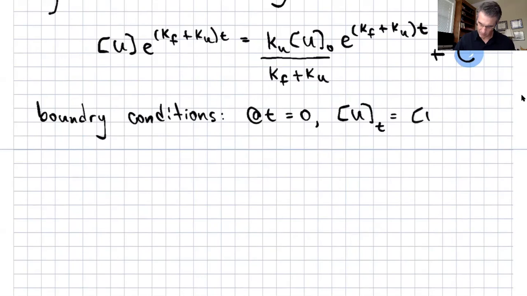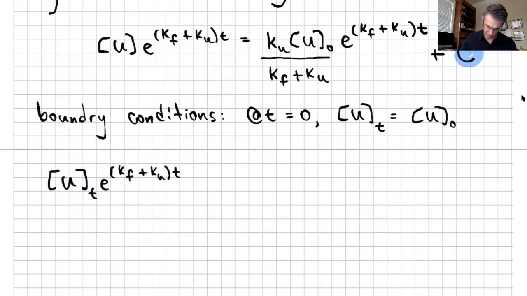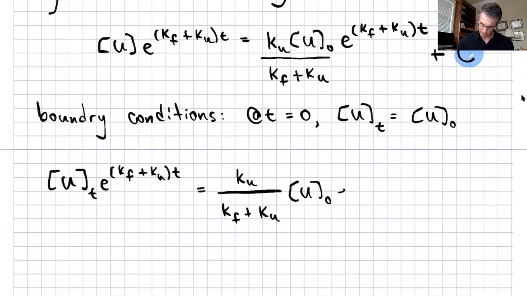That's just going to equal the concentration of unfolded state we started with, right? That's easy. All right, so let's apply that. So now we go over here: we've got u as a function of time, e to the (kf plus ku)t equals ku divided by kf plus ku, u at time 0, e to the (kf plus ku)t.